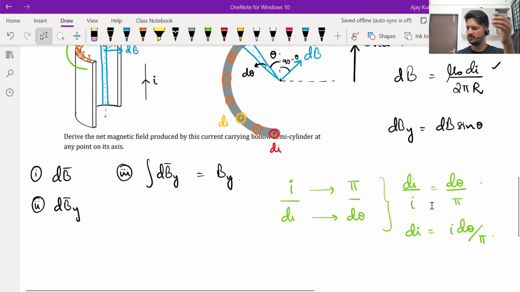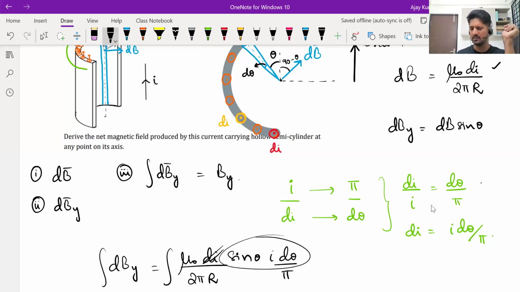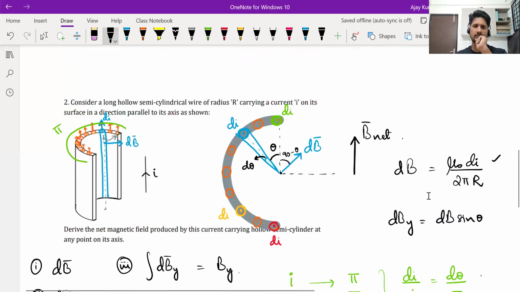Okay, and from here, I think you can solve. You get the y component this way: dB sin theta. dB was mu naught di by 2 pi r, and for the y component, sin theta. Now in place of di, you write I d theta by pi, and you just have to integrate this with proper limits. Integrating sin theta is easy. Do that, you will get the net field.